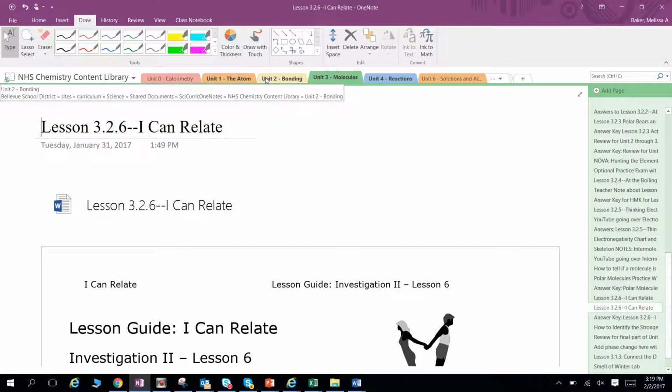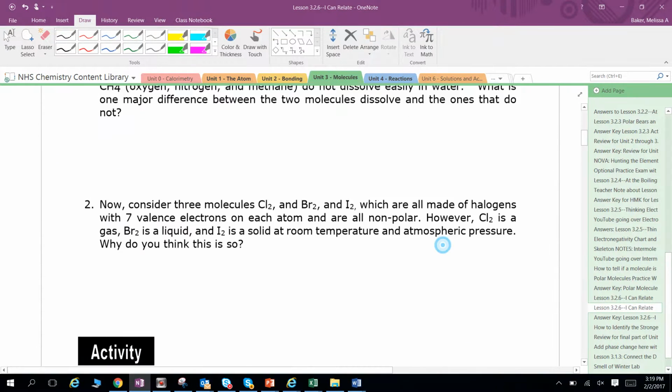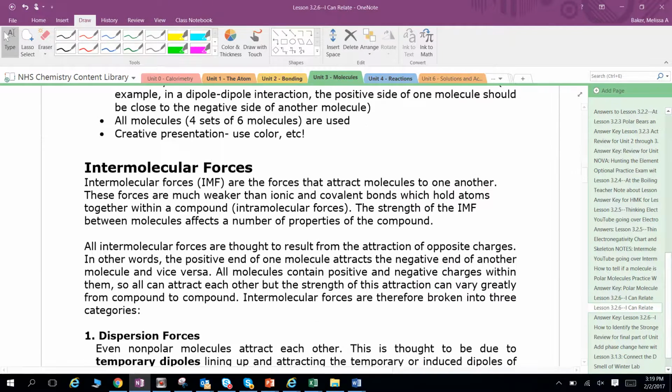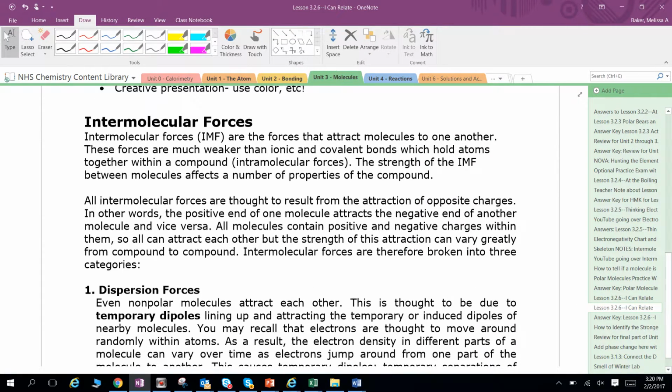So if you missed lesson 3.2.6, or if you just need a little extra help with figuring out what the strongest intermolecular force present is for a molecule, then this lesson is for you. We're going to skip down to the description of what intermolecular forces are.